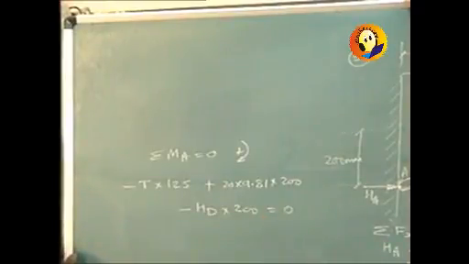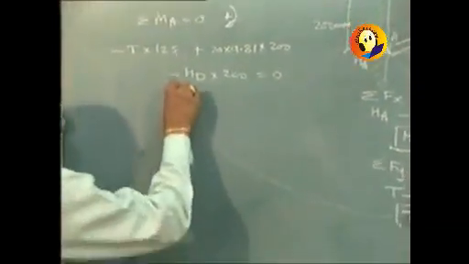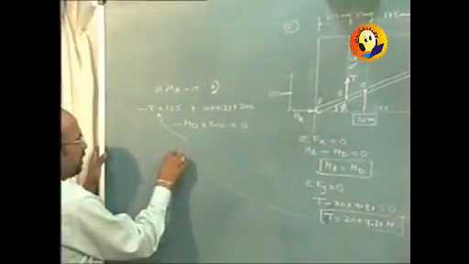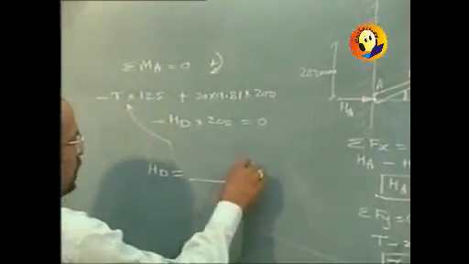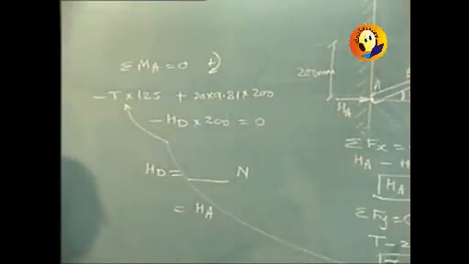Now we have already calculated T, so T can be substituted into it. Substitute this value of T here, and we can determine what is the value of HD. That will be in newtons. And this HD is same as that of HA, and the problem can be completed.